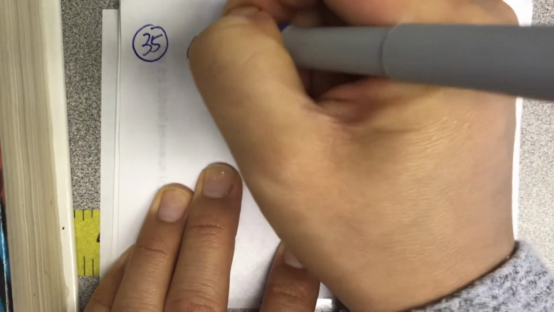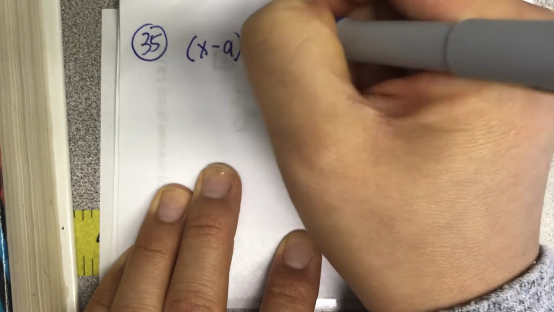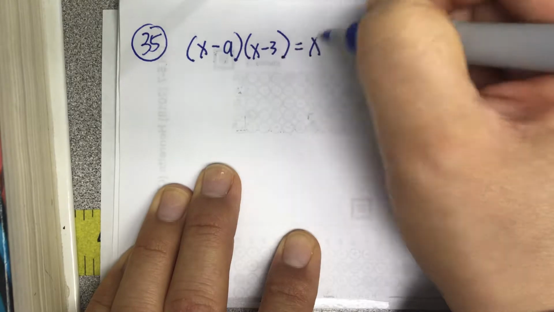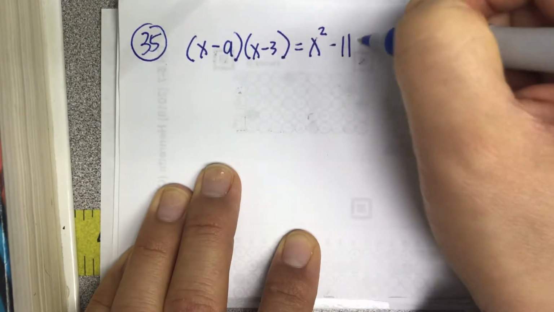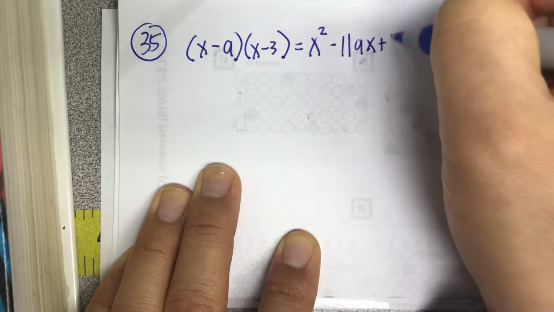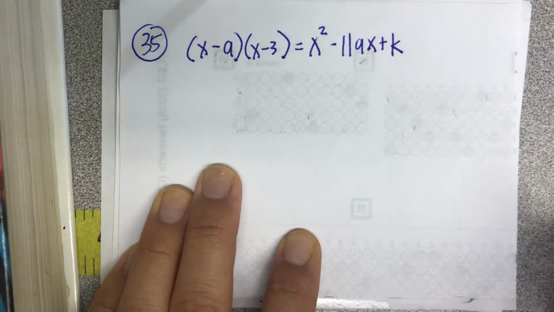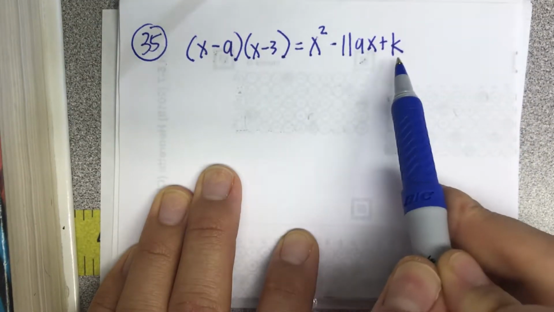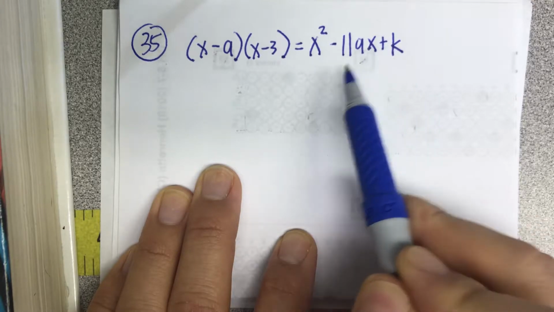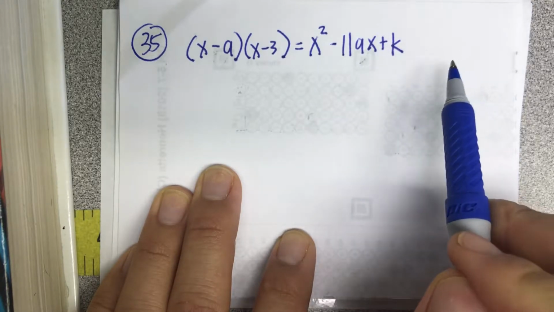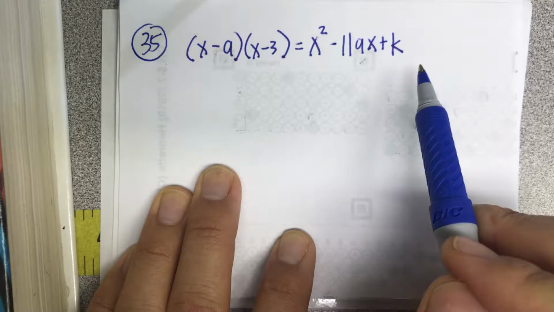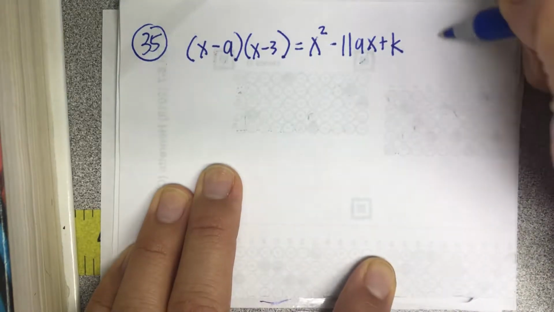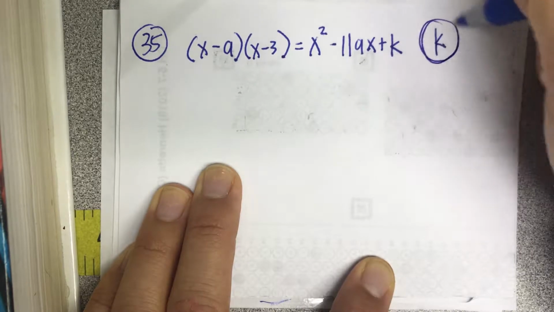Okay, number 35 is a little bit more complicated, but totally doable. They give us this equation, x minus a, x minus 3 equals x squared minus 11ax plus k. So we know that this equation and this equation are equal to each other, and a and k are constants. Okay, if the equation is true for all real values of x, what is the value of k? So in the end, we need to solve for k.